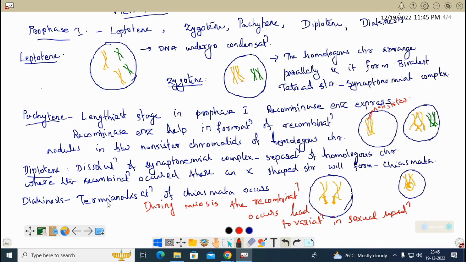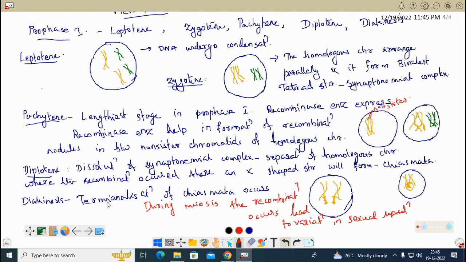Even the human egg gets arrested in the diplotene stage. The oocyte in the primary follicle is arrested in the diplotene stage. That you will study in 12th standard. Now the next one is diakinesis. That is terminalization of the chiasmata.